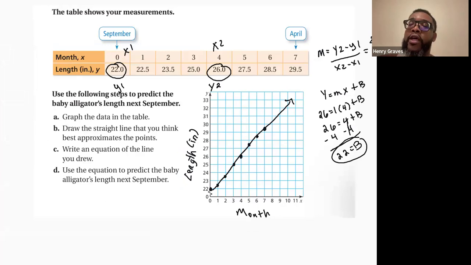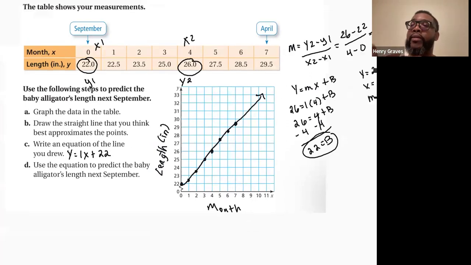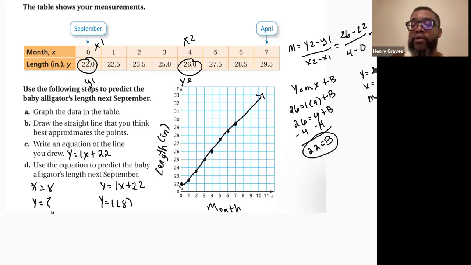And I want to use the length to predict the baby's next length in September. So basically, the next length is when x equals 8, what is y? So I'm going to use my equation, y equals 1x plus 22. In this case, we know x is 8, so it'll be 1 times 8 plus 22. So y is going to equal 8 plus 22. So that means y is going to equal 30.